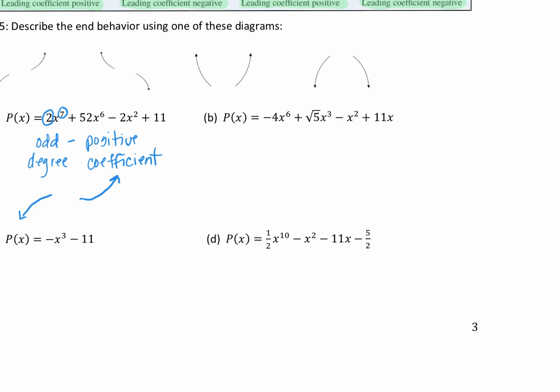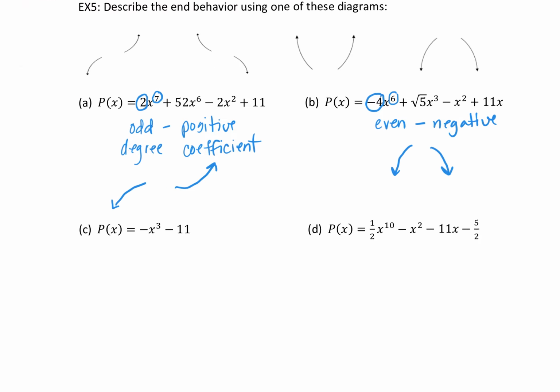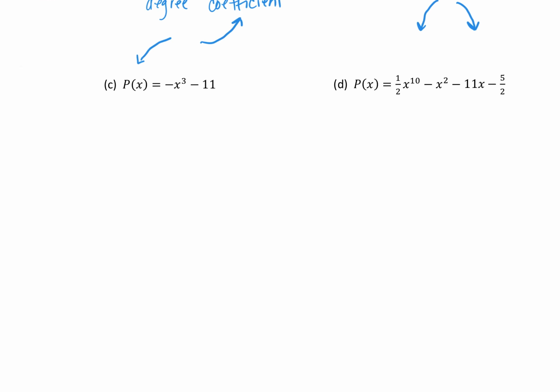Part B, we have 6 is the degree, so it's even. Negative 4 is the leading coefficient, so that would be negative. So even would be one of these last 2 choices, but since it's negative, it's going to go down. And then in part C, we have 3 is odd degree, negative leading coefficient. So that would be this diagram from positive infinity, and then the other end goes to negative infinity.